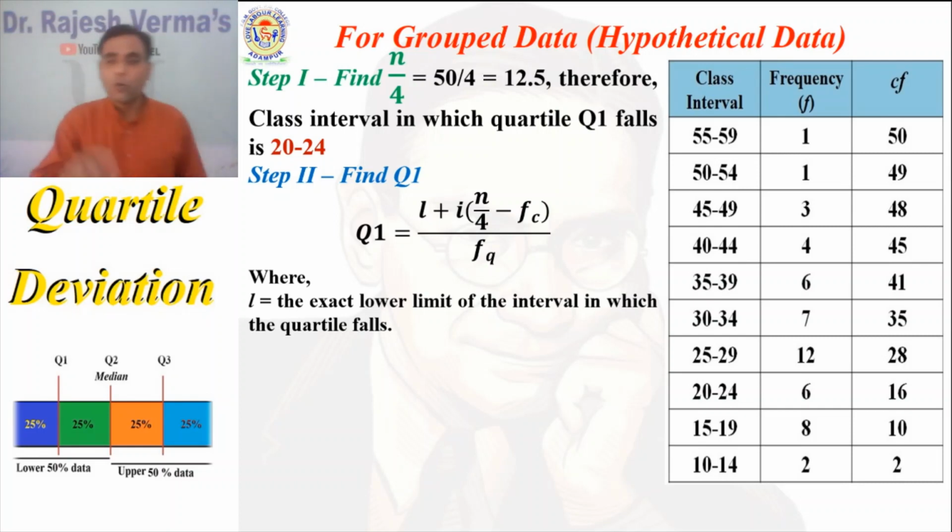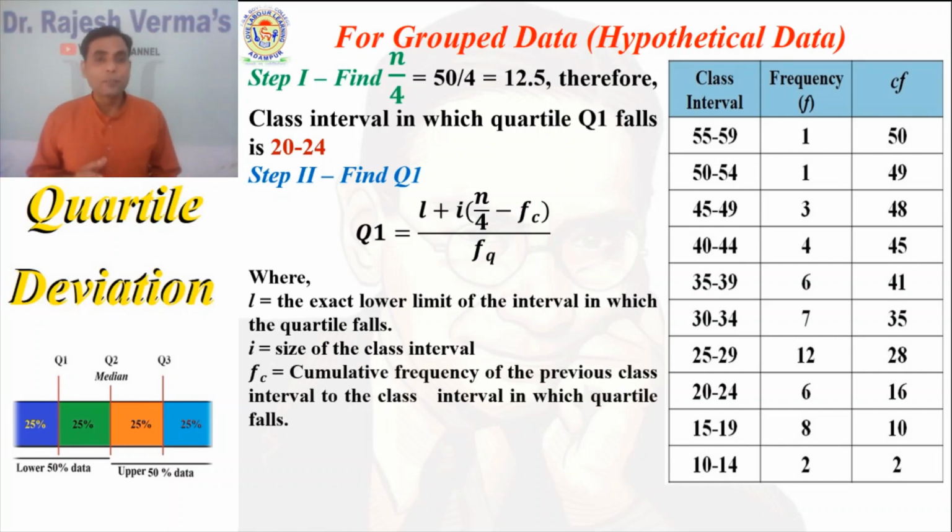The 12.5 falls in this class interval, so the exact lower limit of this class interval is 19.5. Getting my point, that is L. I means the size of the class interval, the difference between 10 and 14, 15 and 19, that is 5. So I is 5, the size of the class interval.